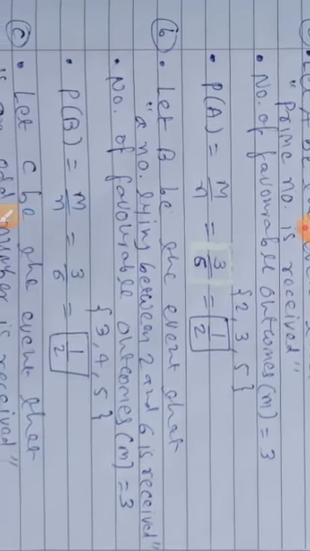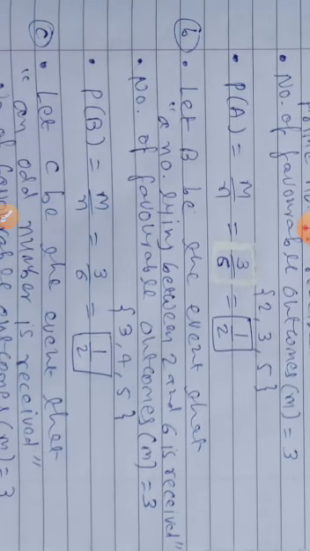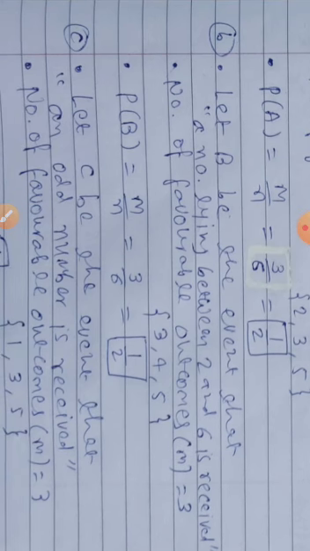Similarly second one, same way, event is supposed, number of favorable outcomes here 3. Why? Because they are telling us the number obtained between 2 and 6, not from 2 and 6. So between 2 and 6, 3, 4 and 5. So again 3 outcomes favorable. So M we got 3, N was 6. So again P of B, M by N, 3 by 6, 1 by 2.